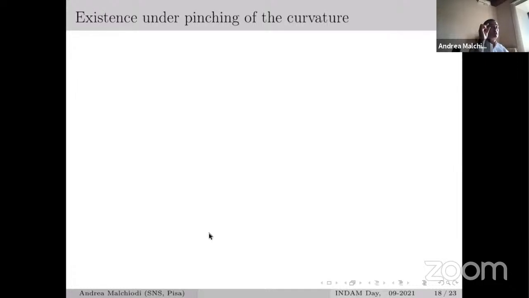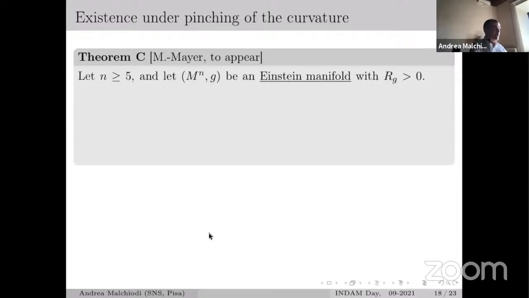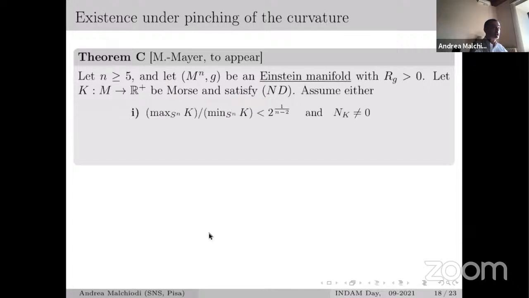We assume some pinching condition on the curvature. It means that the ratio maximum over minimum is not too big. So this is our theorem. Assume to be in dimension greater or equal to 5, and let's consider an Einstein manifold with positive scalar curvature. It could be the sphere or other manifolds, like, for example, complex projective spaces. We still consider a function k which is positive Morse and non-degenerate, so completely generic conditions.